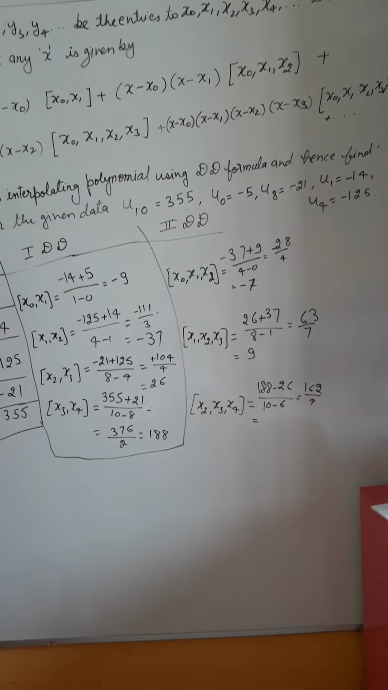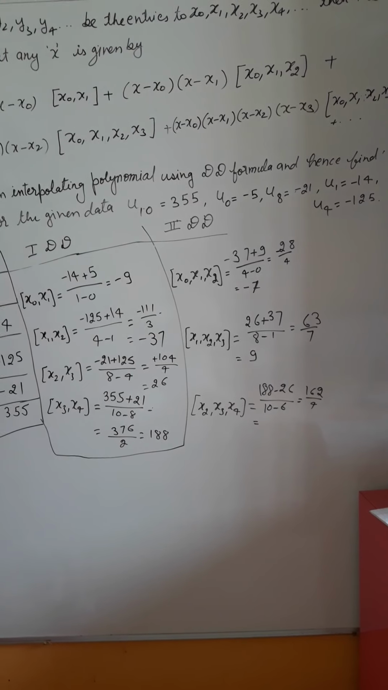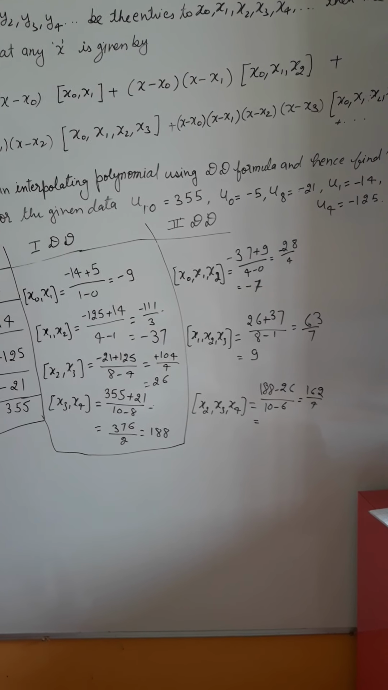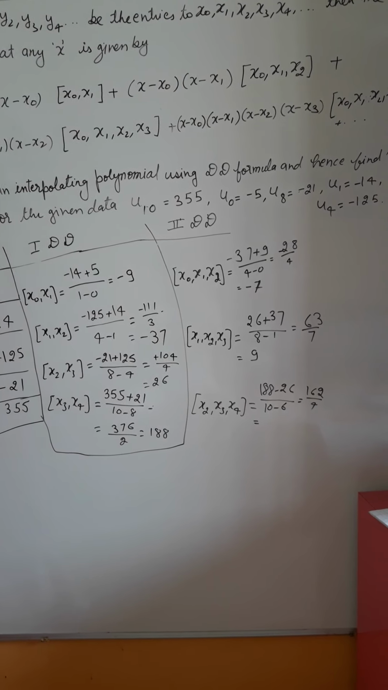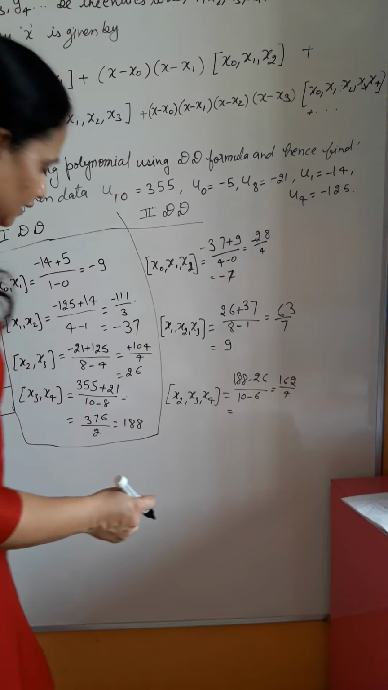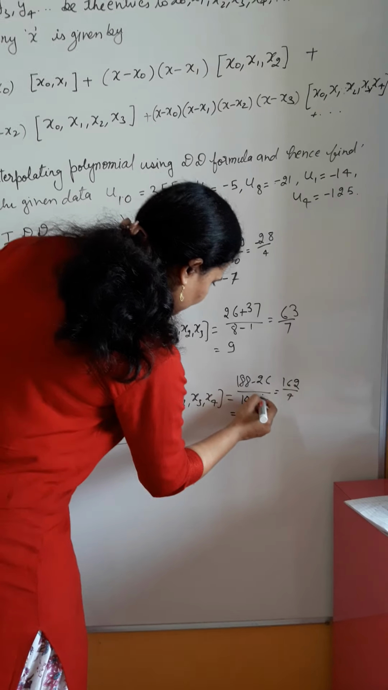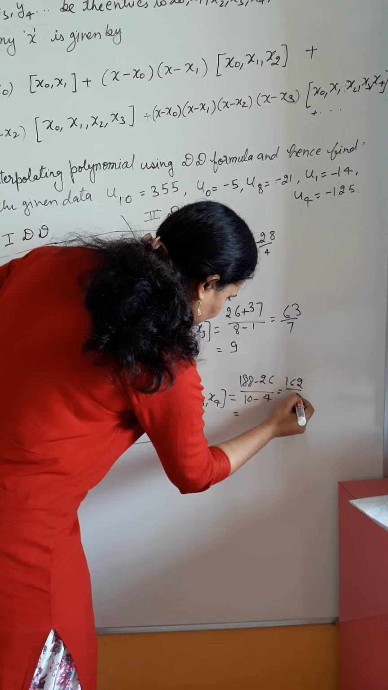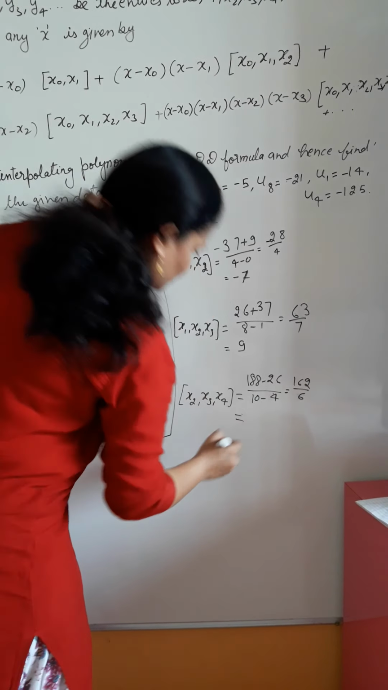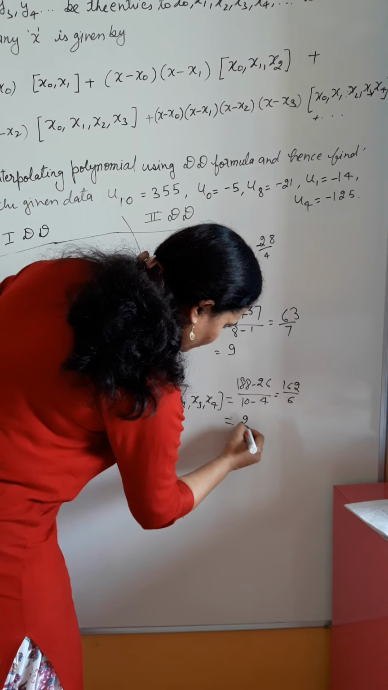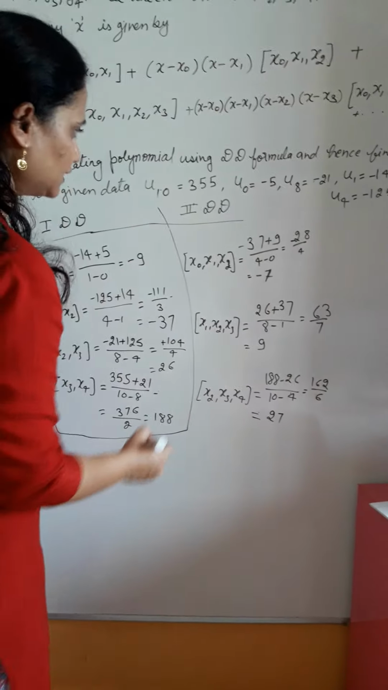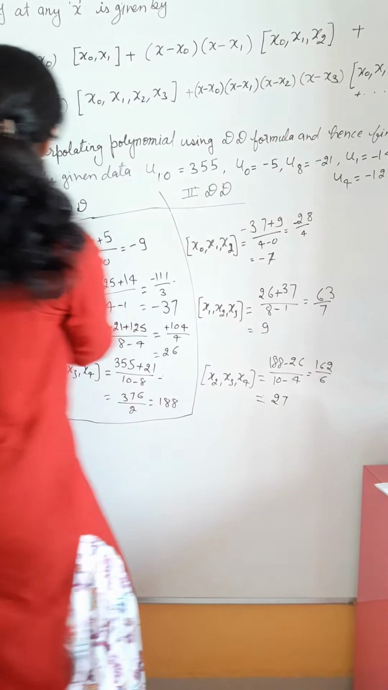Is it? Check once again. 188 minus 26 divided by x4 minus x2. This is 10 minus 4. Sorry, 10 minus 4. This is what I just calculated and wrote. So this is 27. So this is the third divided difference.